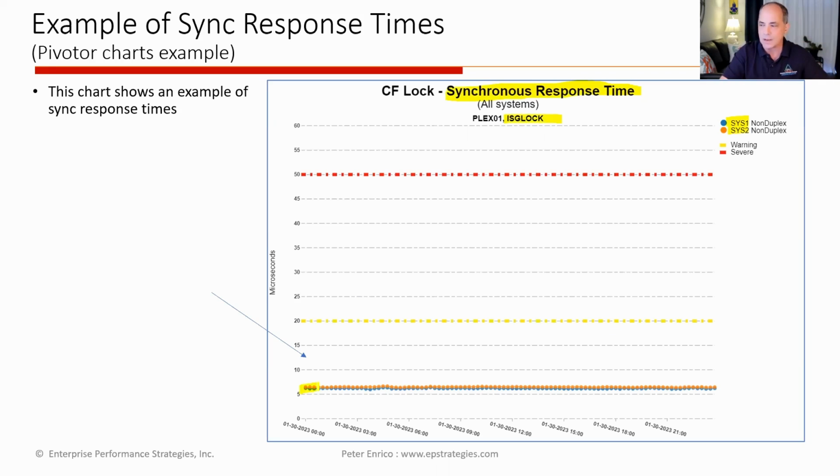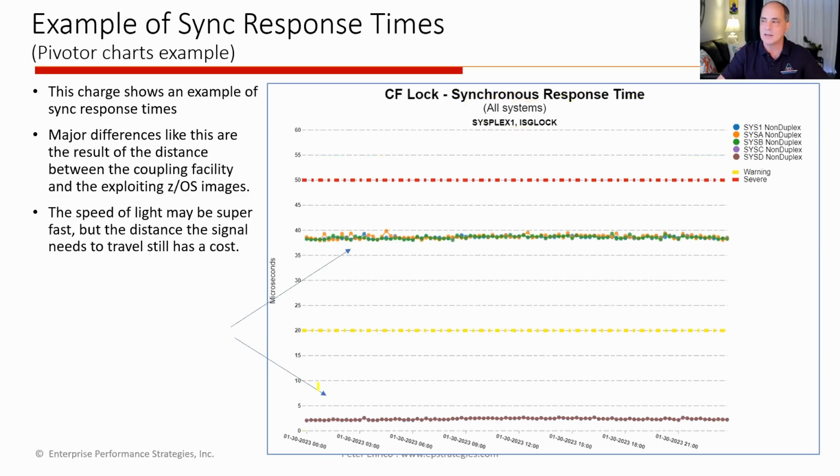And if not, why? If I look at the next slide, here's an example of an ISG lock structure from a different environment. What's interesting on this one is notice that for this one structure, on some systems, like in this case system D, we're getting really good response times. And on these other systems, we're getting between 35 and 40 microseconds, which is well outside our guideline. And you can see how that compares to the response time being achieved by system D.